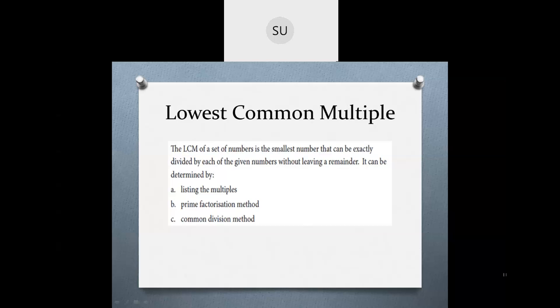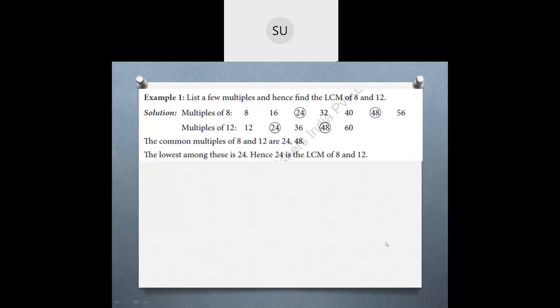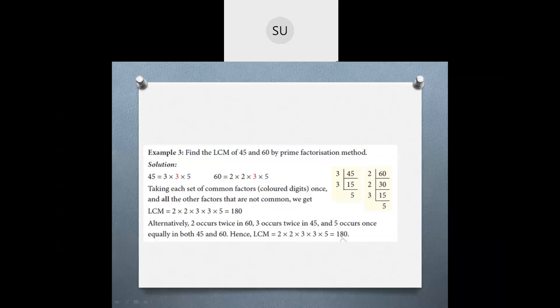Listing multiples is nothing, you just have to write the multiples of the given numbers and see which are the common multiples. Once you get the common multiples, you have to see which is the smallest among them. The lowest common multiple will be your LCM. So for 8 and 12, the LCM is 24. So this is the listing multiples method.